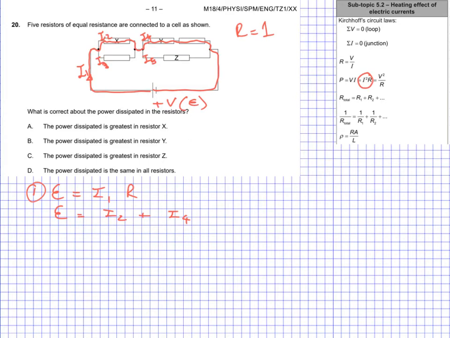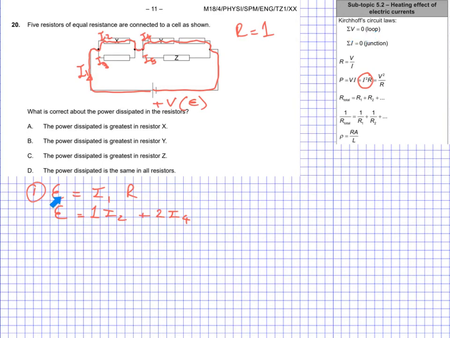Now, as it goes through this loop, you can see that there's just one resistor. So I'm just going to say that that's 1. I2, in other words, my R is just 1. But as it goes through this part, you can see that there's 2 of these resistors. So I need to state that this is actually going to be 2 I4. Okay, so let's keep going with our voltage loops.